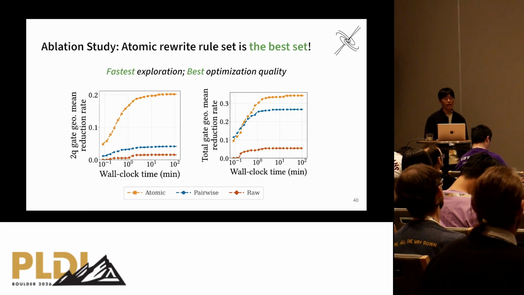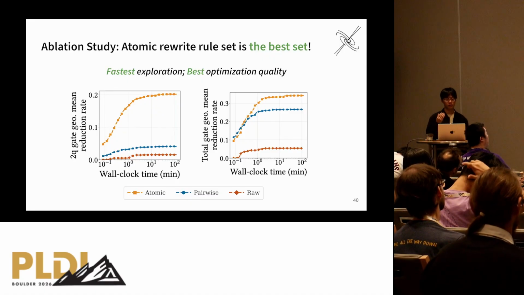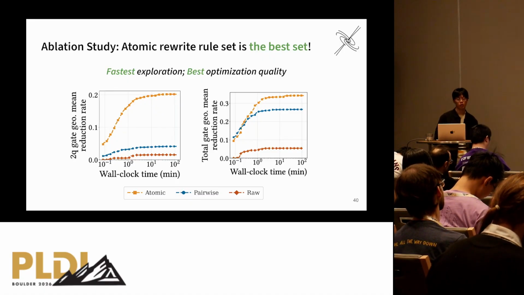And we also show that compared to the other rewrite rule sets, the atomic rewrite rule set is the best set that can be the fastest and can have the best optimization quality.